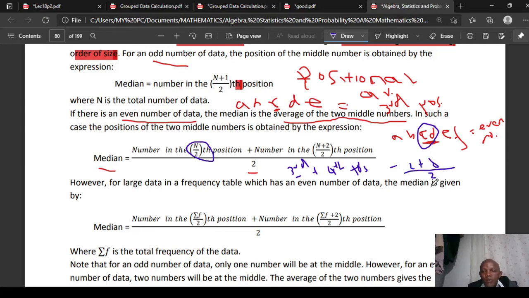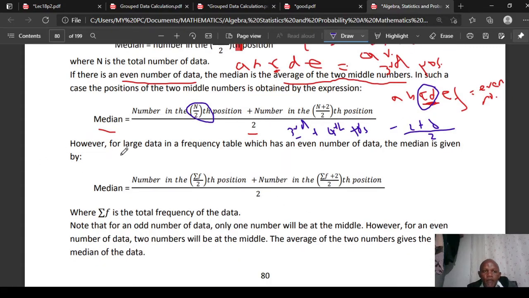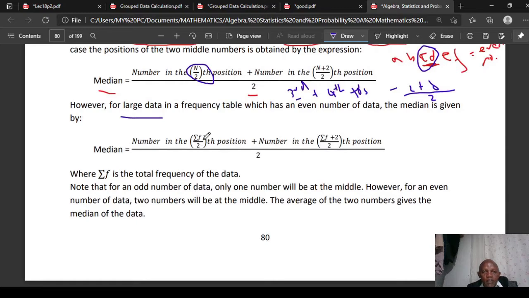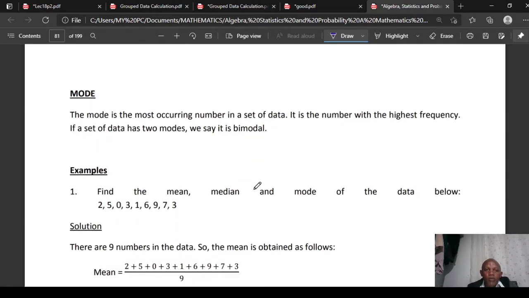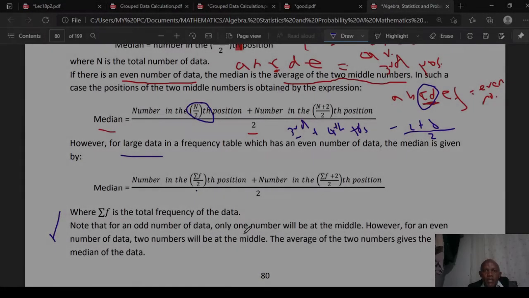I think basically that is how we compute basic data, data that is not grouped, if I would say so. And we're also saying that for large data in a frequency table, the median will be given by, again, as we have just said, either summation of f over 2 or (summation of f plus 2) over 2, if it is large data. Let's now move ahead to compute using examples.